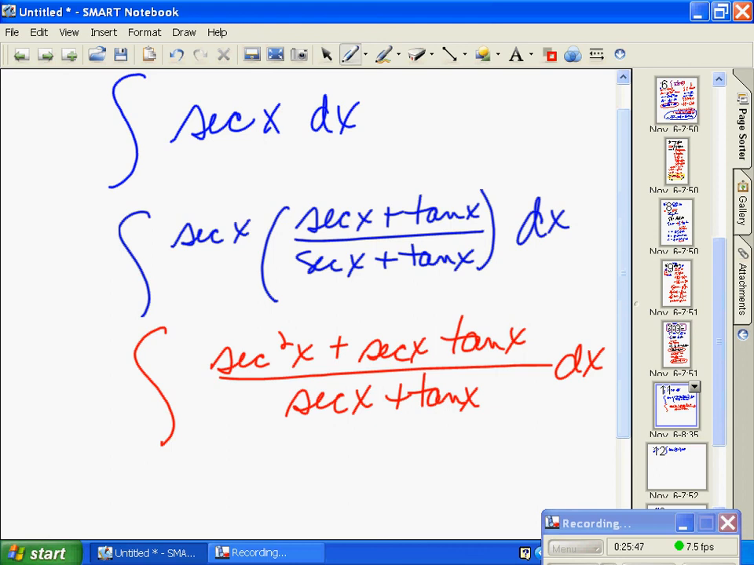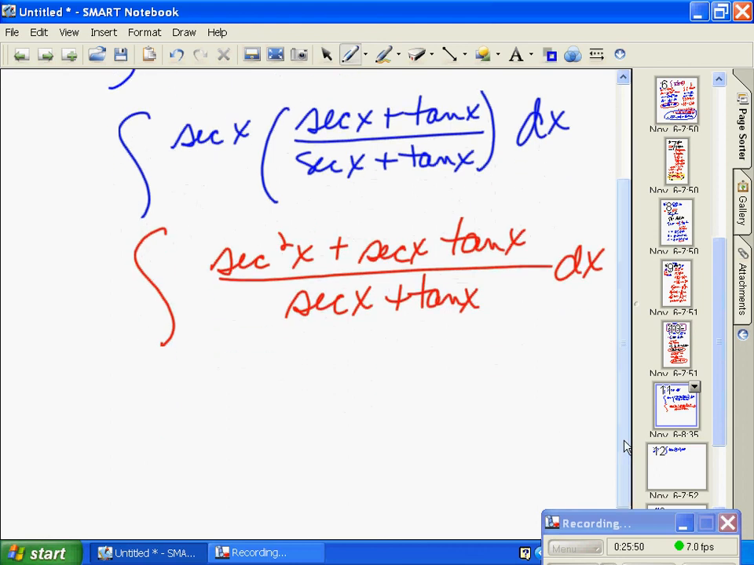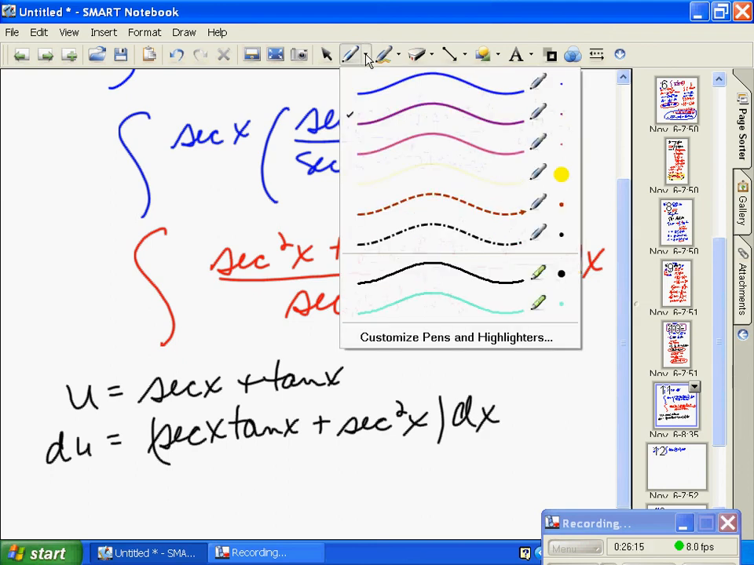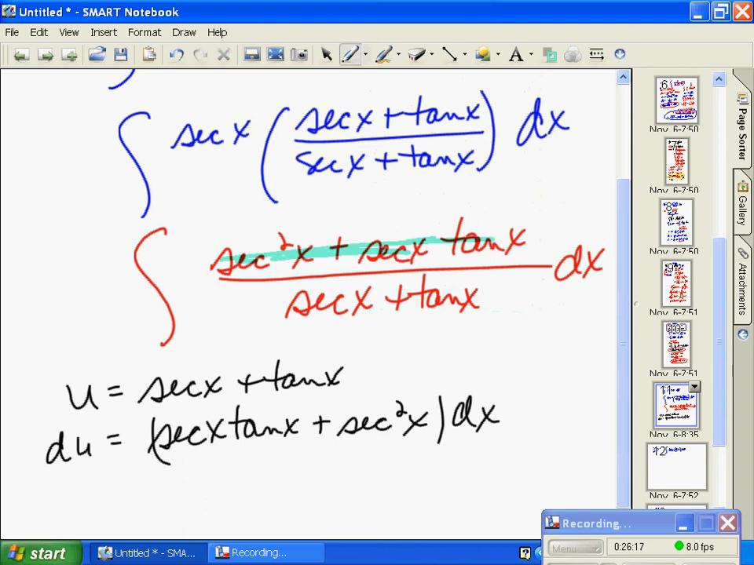So now I'm ready to look at that and say, okay, let's let the denominator be my u. And then my du, we all know the derivative of secant is secant of x tangent of x, and the derivative of tangent is secant squared of x. All of that with a dx. Well, if I look right here, see if you can see my highlighter. All of this right here, highlighted in green, that's my du. That's all that right there.